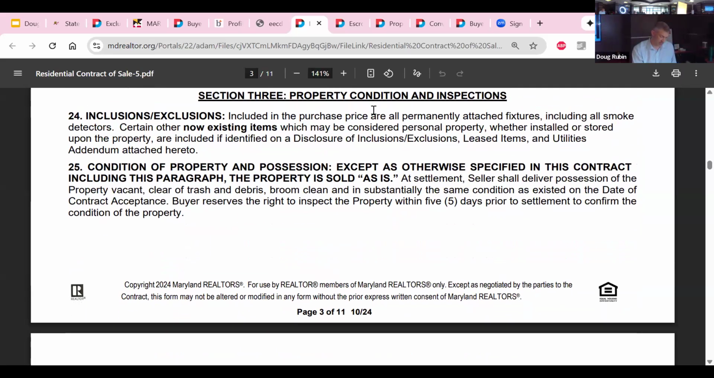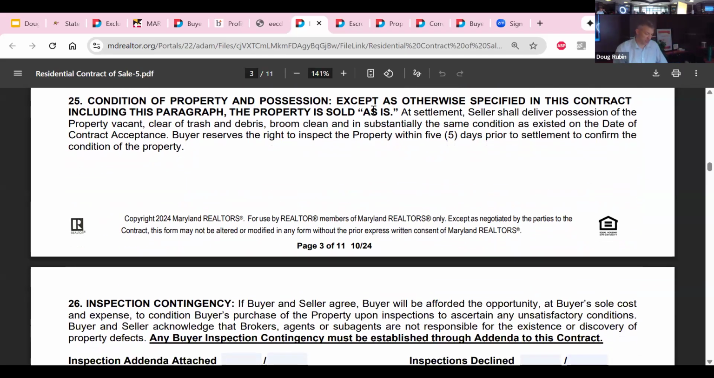Okay. Beatrice, your question was, is this an as-is contract? One of the bigger changes in the contract, I think 2 years ago, was that we've tried to make this essentially an as-is contract, except the seller shall deliver the property vacant, clear of trash and debris, room clean, and in substantially the same condition as existed at the date of contract acceptance. So it's as is, but you still got to do this stuff. As is doesn't mean you can have a tenant in there. As is doesn't mean you can have all your crap in there.